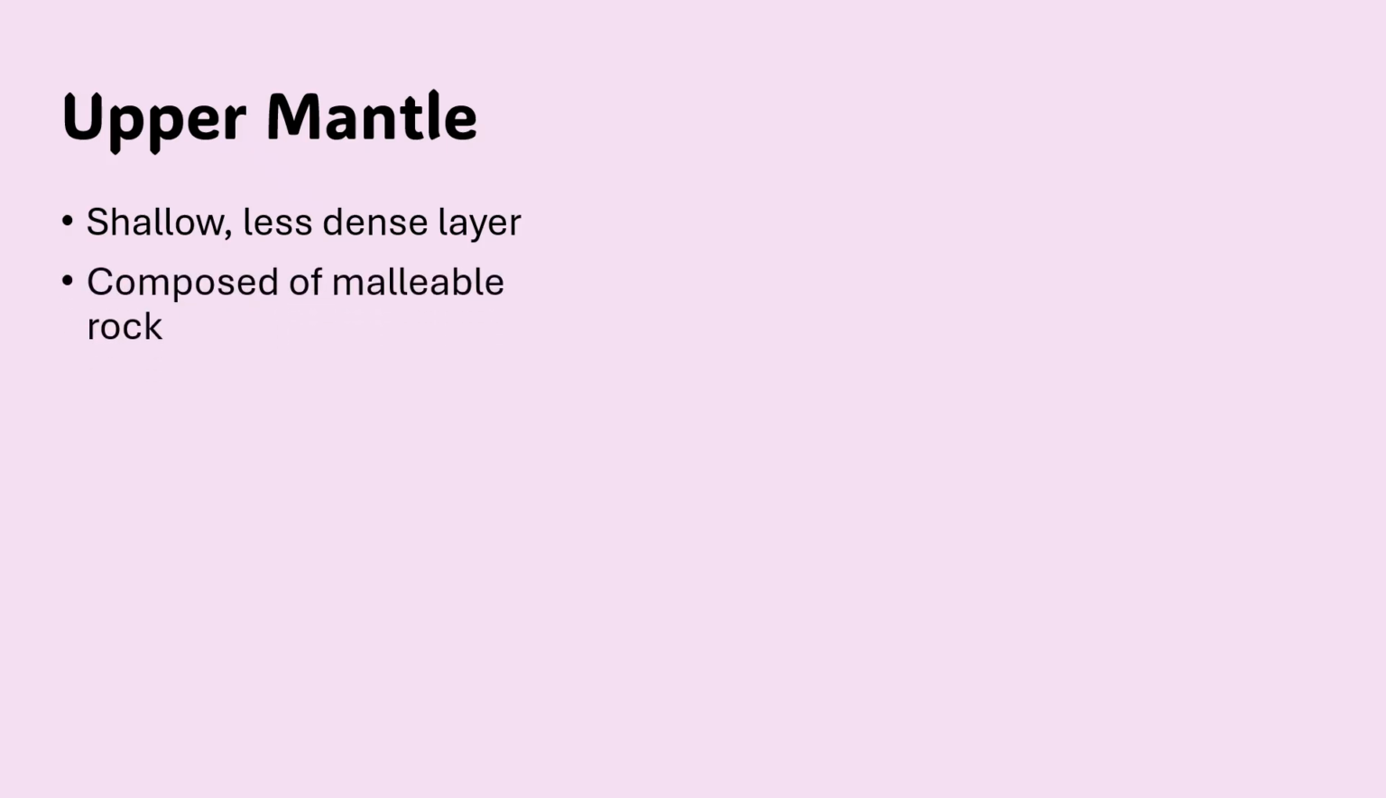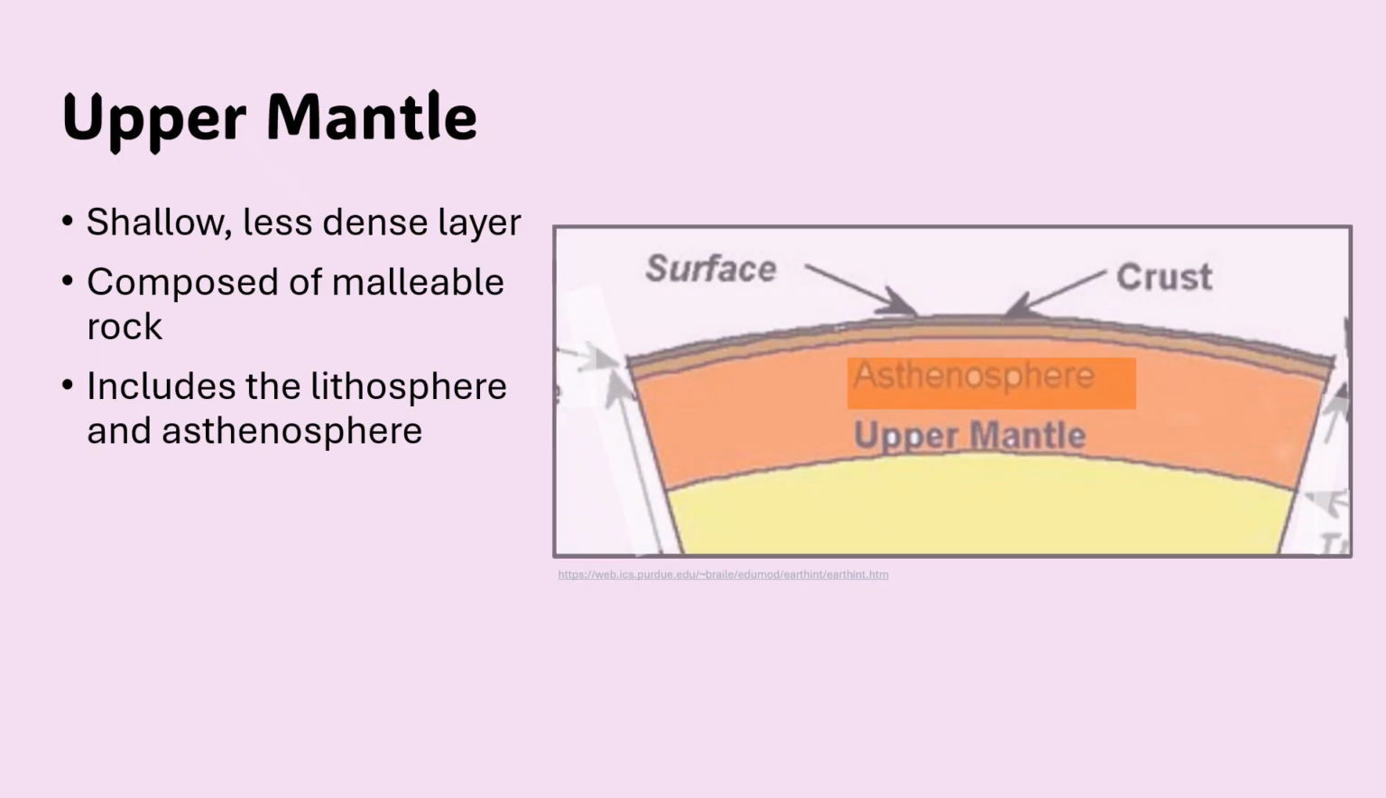Next, we will move on to the upper mantle. The upper mantle is a shallow, less dense layer. It is composed of malleable rock. Malleable rock is a movable rock. It's in a more liquid form. And the upper mantle consists of the lithosphere and the asthenosphere.